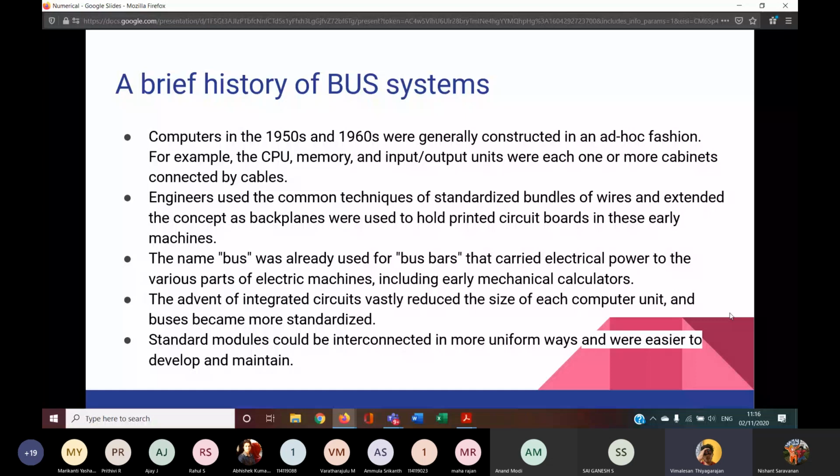When printed circuit boards were not yet there, they used backplanes where the wires were just bundled and connected to each box of a CPU, a memory, and an input output unit. Then later on, when integrated circuits became more common and they were able to make printed circuit boards, they started making it smaller and it became more standardized to use a bus system rather than connecting each component separately. Next slide.